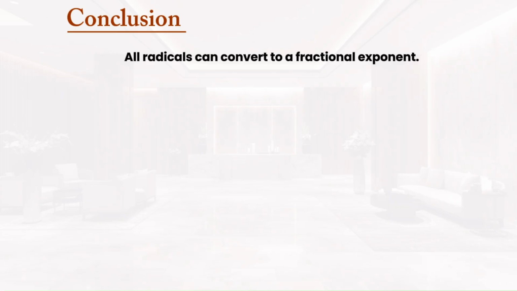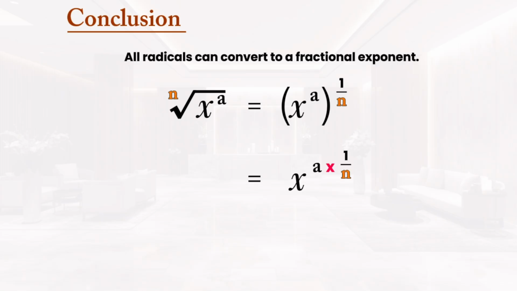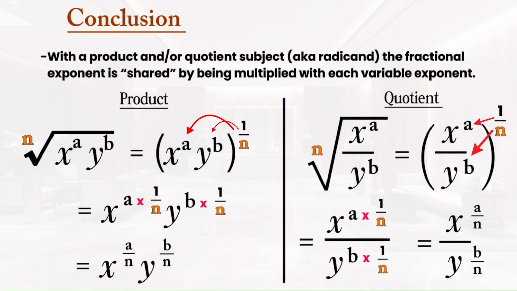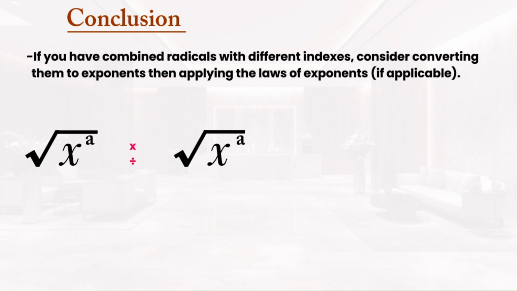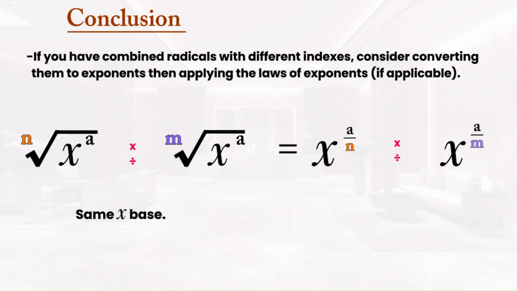In conclusion, remember that all radicals can be turned into a fractional exponent. The numerator of the radical exponent is always 1, while the denominator is the index. When you multiply the subject exponent and the fractional exponent, you get the final exponent. If the subject is a product or quotient, then the fractional exponent is shared with each variable exponent by multiplying with them. Lastly, when presented with combined radical expressions with different indexes, consider converting each expression to a fractional exponent, and then using the laws of exponents where necessary to simplify. Well, that's a wrap.